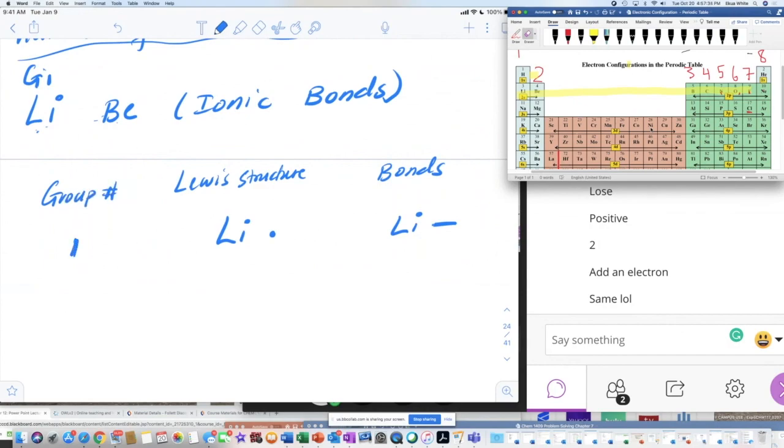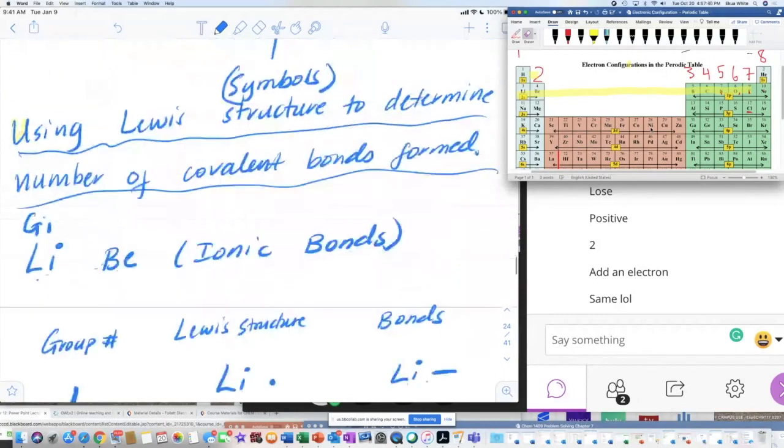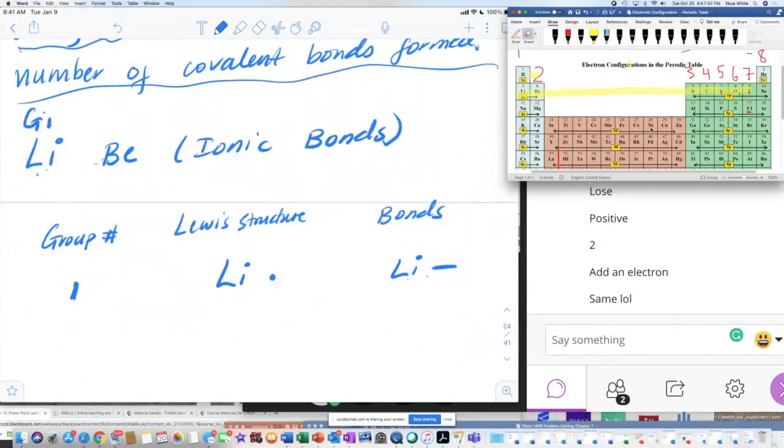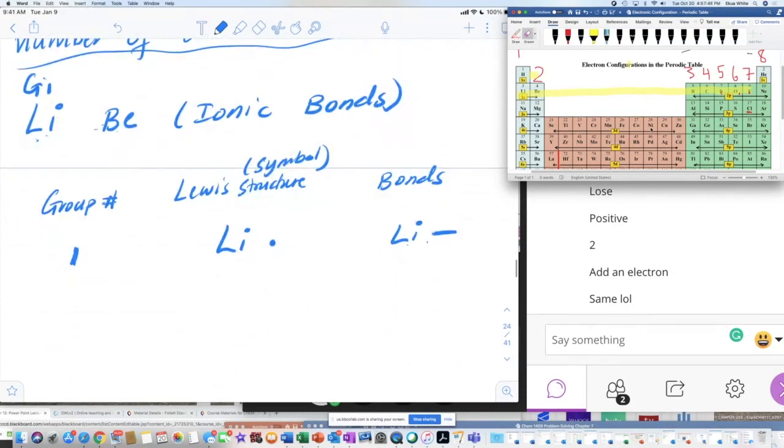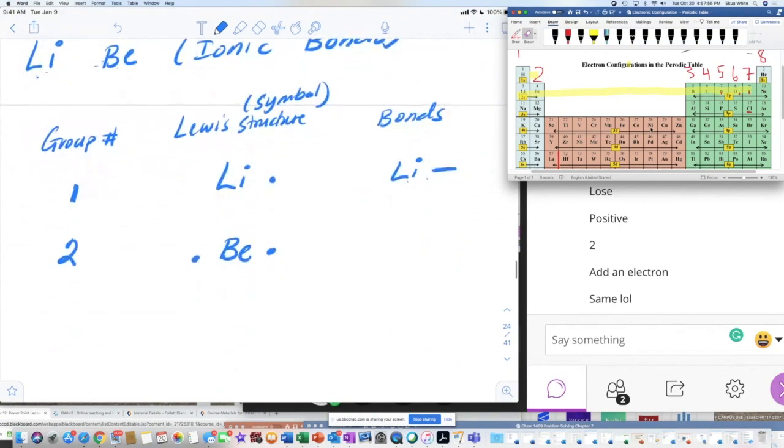So lithium is in group 1. It has 1 electron dot, and then the number of bonds is 1. You can call it Lewis structure or Lewis symbol. Based on that logic, look at group 2. I have here beryllium. Beryllium has 2 dots. Guess how many bonds it has?